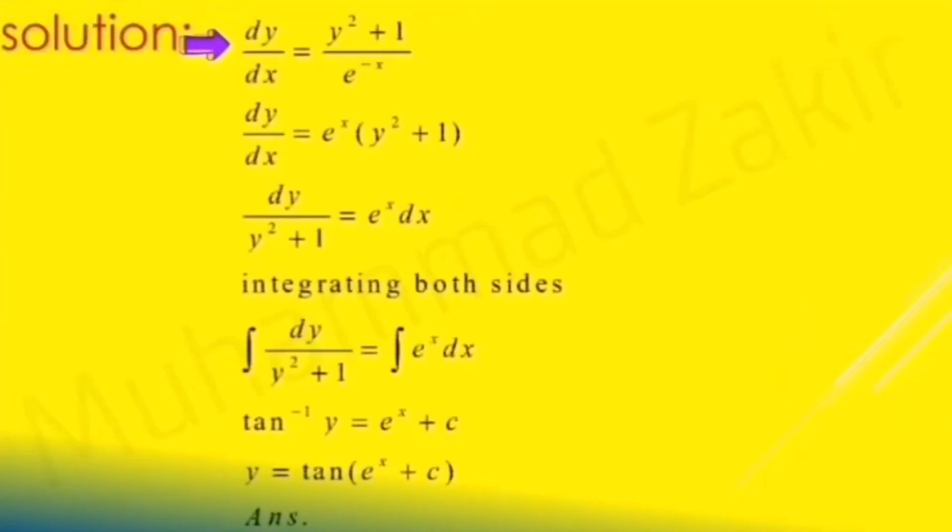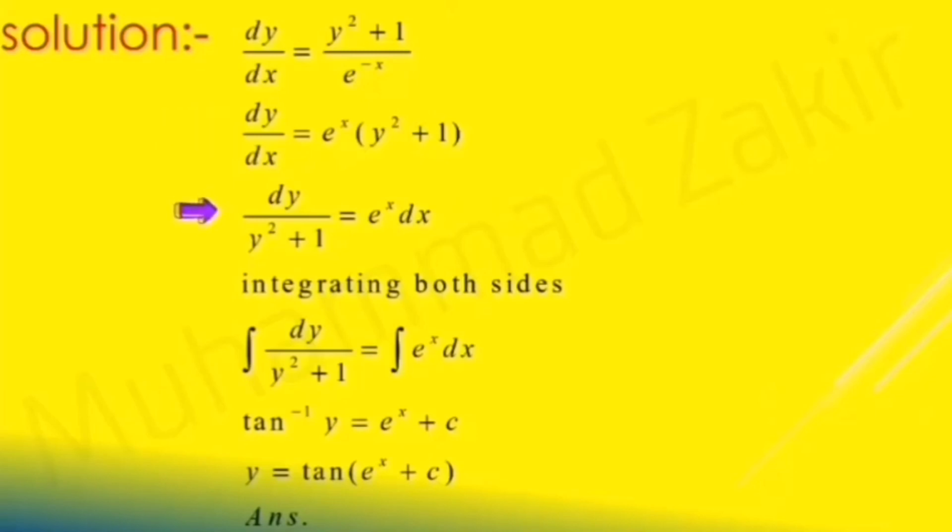First we separate variables. The given form is dy by dx equal to (y square plus 1) by e power minus x. In the denominator we can see e power minus x. We can bring it to the numerator, where it will be e power x. So dy by dx on the left side is unchanged, and on the right side e power x is in the numerator in product with y square plus 1.